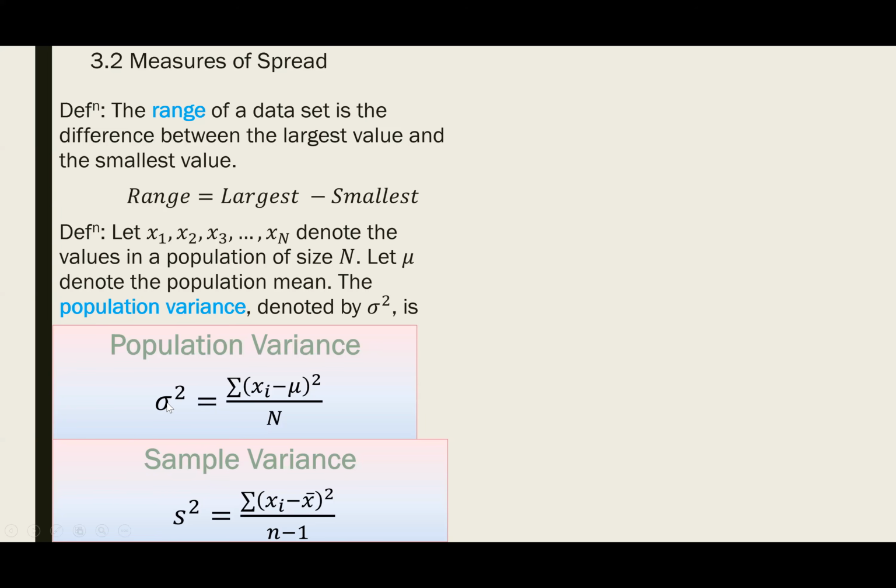Instead of a mu for your population mean, your variance is sigma, like a canon, sigma squared. So this sigma squared is your population variance, and your sample variance is just an S, okay? Sample variance will be S squared. So this is the formula to find the population variance, and this is the formula to find the sample variance.